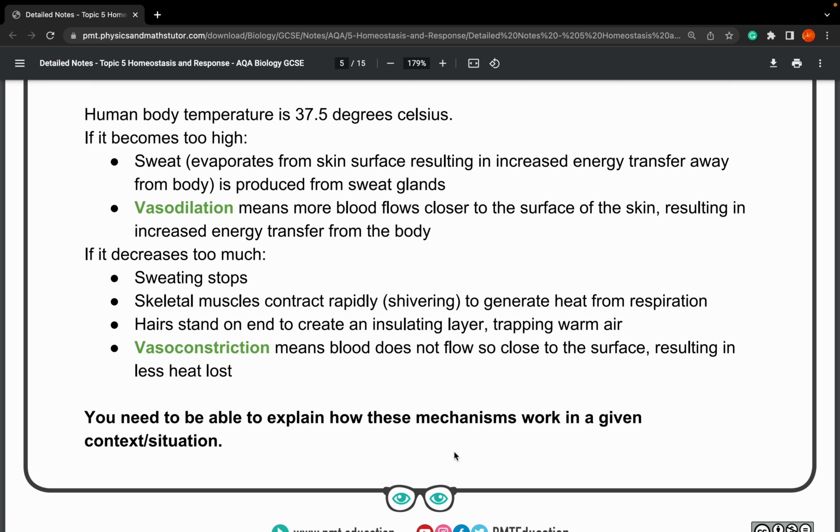And vasoconstriction. Vasoconstriction will reduce the blood going to the surface of the skin, so there will be less heat loss. When blood goes to the surface, heat will be lost into the atmosphere. During the cold seasons, vasoconstriction. That's why the skin becomes pale. Especially people with light skin, white people or Caucasians, if they go out in the cold, the whole skin will become white or pink because of the cold. Okay, mainly white. So you need to be able to explain how this mechanism works given the context and situation. Remember what happens in hot situations, and remember what happens in cold situations.